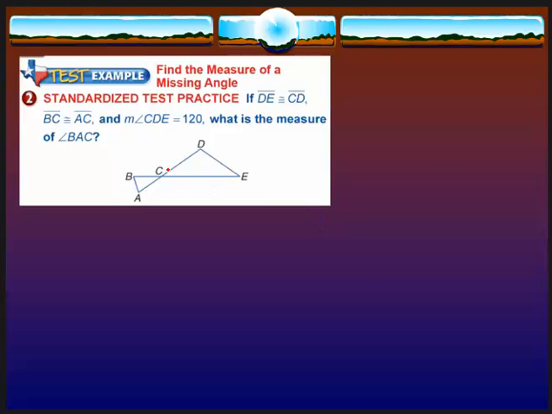Here is a diagram. Again, mark on your diagram all the information that is given to you. You know that DE is congruent to CD. So I'm going to mark it congruent on my picture so I can see it. BC is congruent to AC. And angle CDE is 120 degrees. What is the measure of angle BAC?